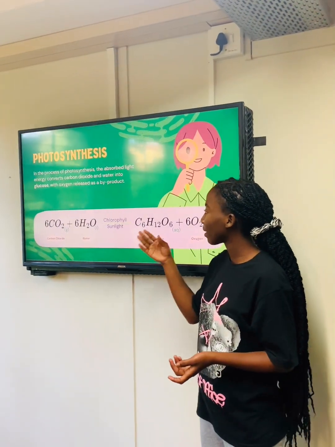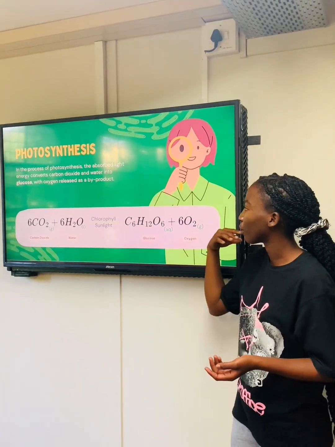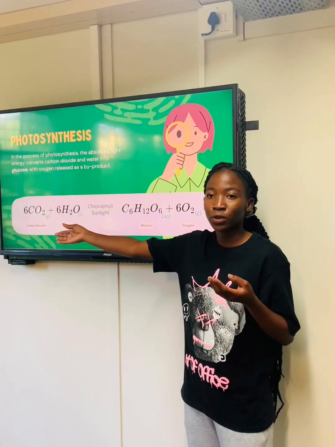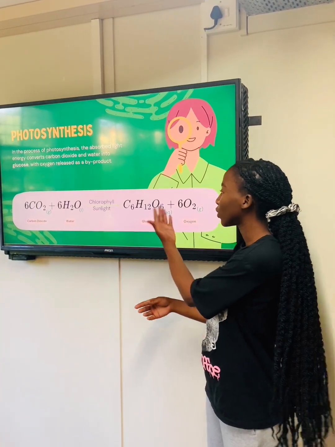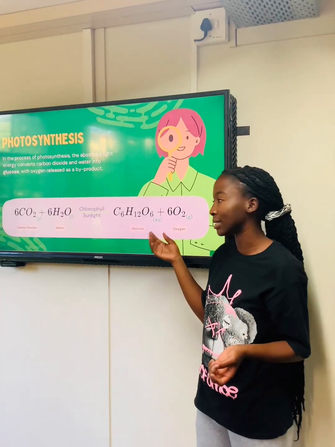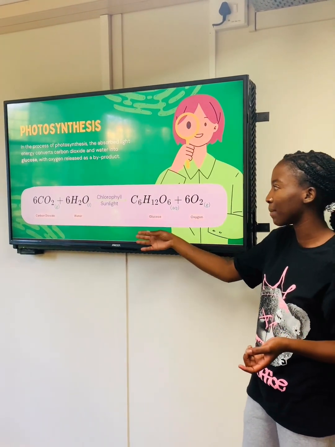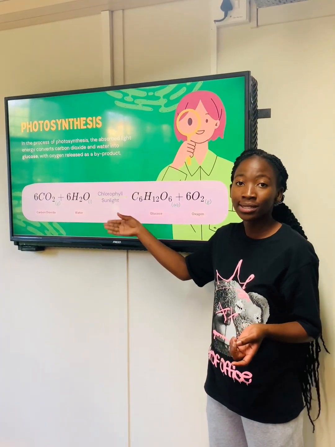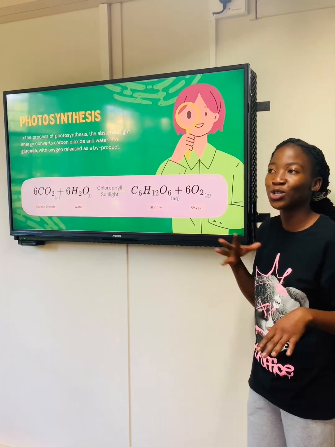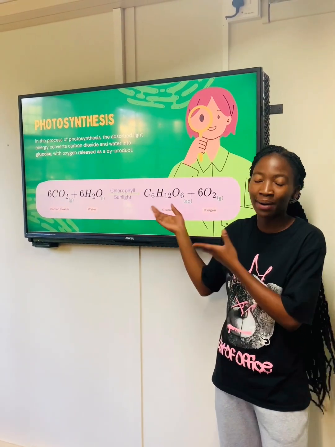We have the chemical equation for photosynthesis. These are the reactants, the things that are needed for the process of photosynthesis to take place, and these are the products that we get from the process of photosynthesis in the presence of chlorophyll and sunlight. This is the balanced chemical equation. In the next video, we are going to show you how to balance this equation. As you can see, it is now balanced.